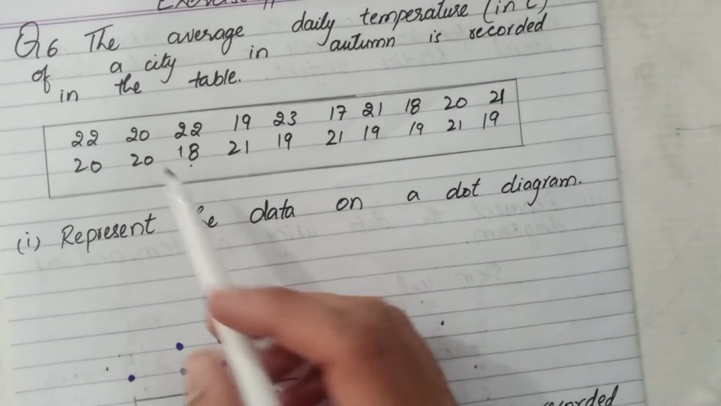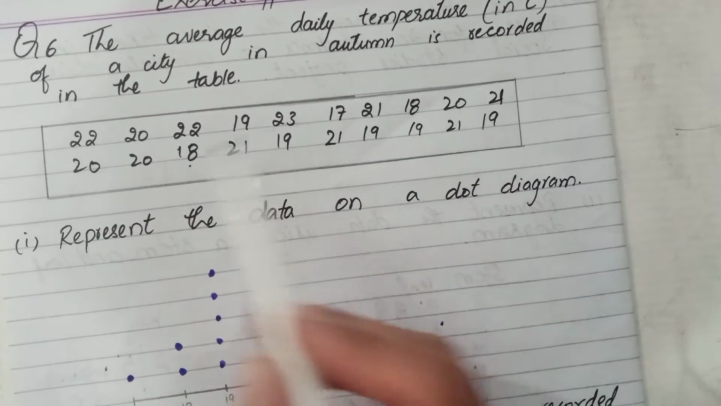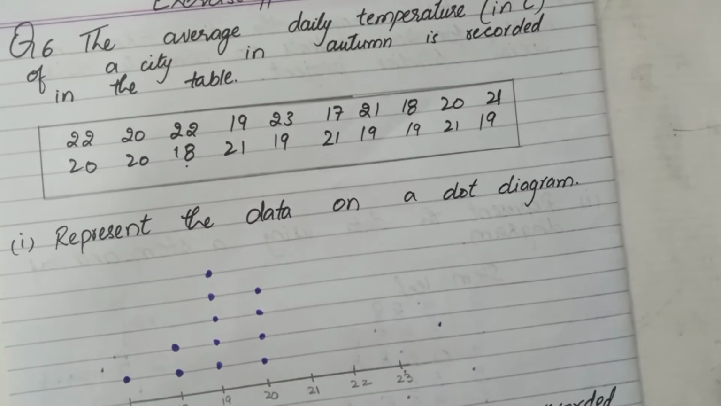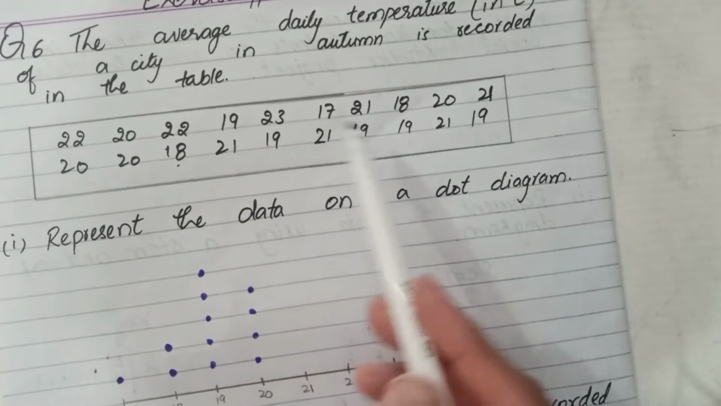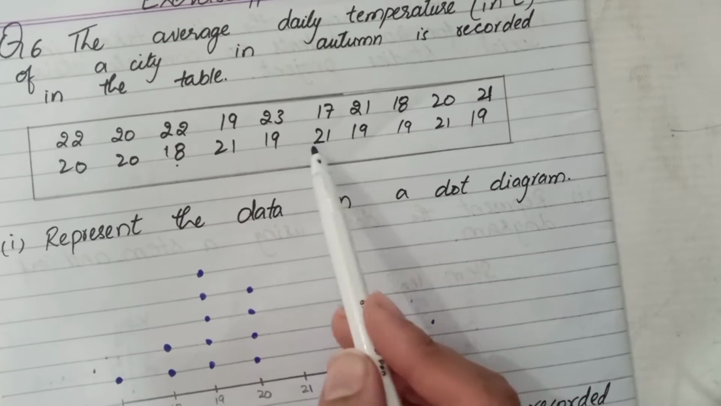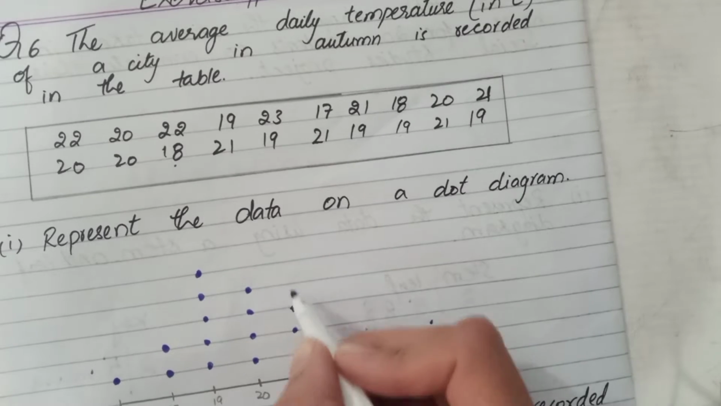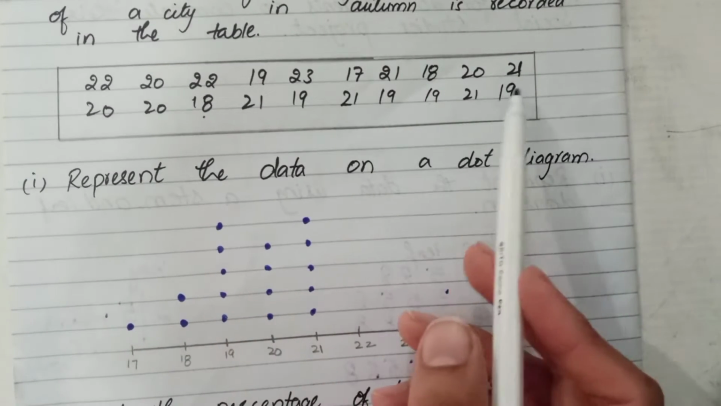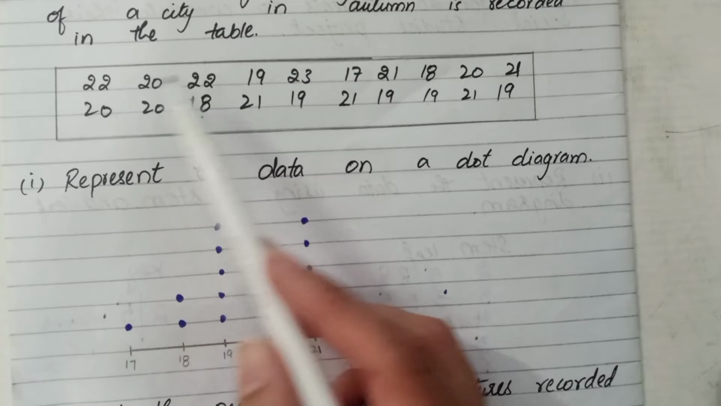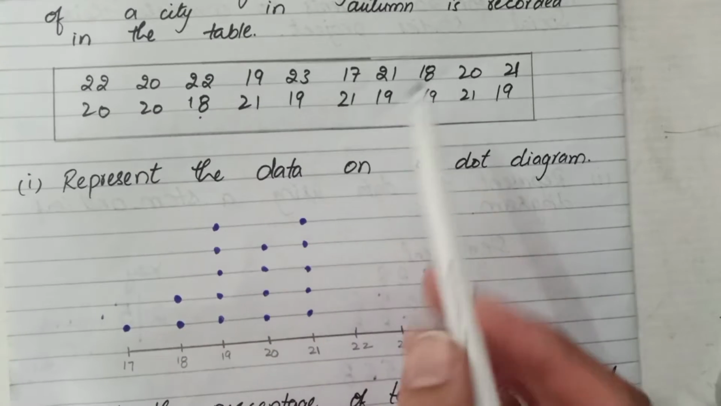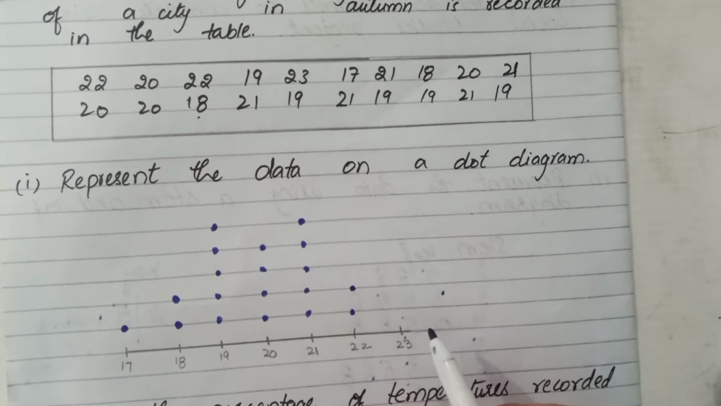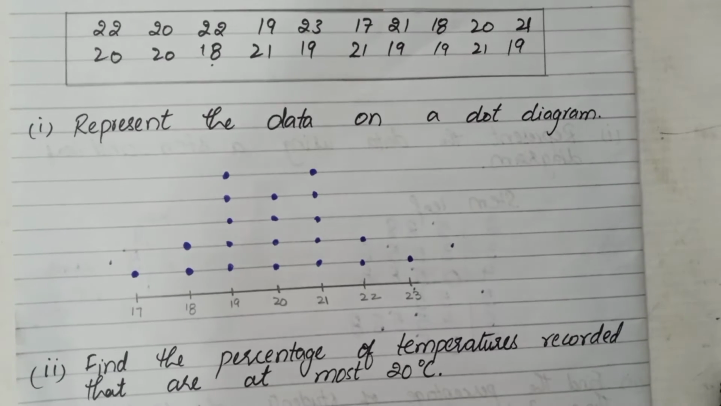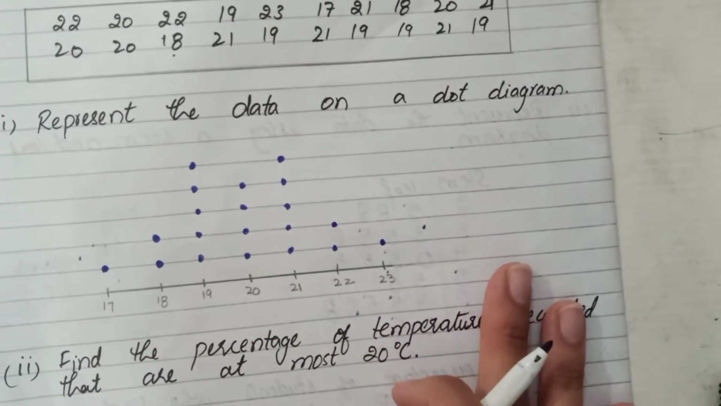And after it is 20, and 20 is 1, 2, 3, 4 times. 21 is 1, 2, 3, 4, and 5 times. And now students, 22, and 22 is 2 times. And then 23 is one time only. That is all the data I represent on the dot diagram, and that is the dot diagram.